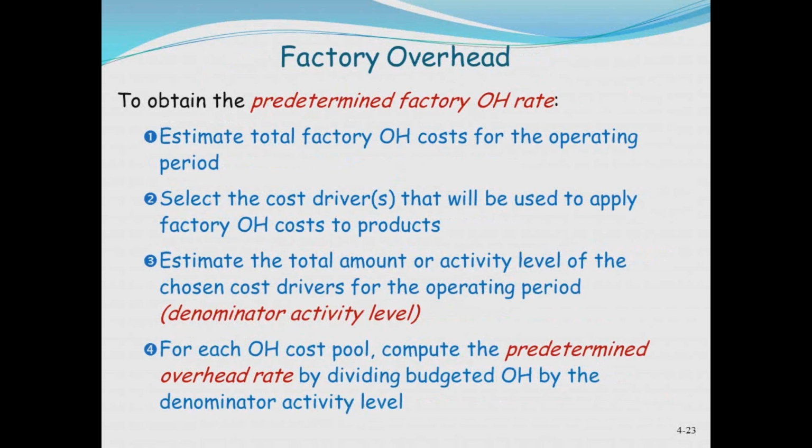Okay, so the key to assigning overhead is to figure out this denominator activity level. So the first step will be to figure out what you believe the total overhead for the period will be. And let's think about a year as the period. So it's not a month, it's a year. Then you determine the cost drivers that will be used to apply that overhead to production.